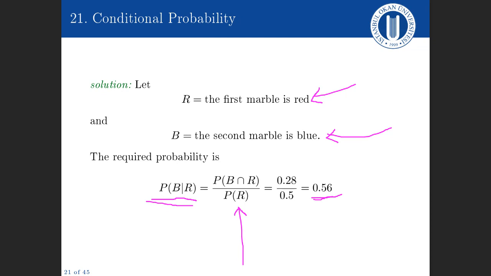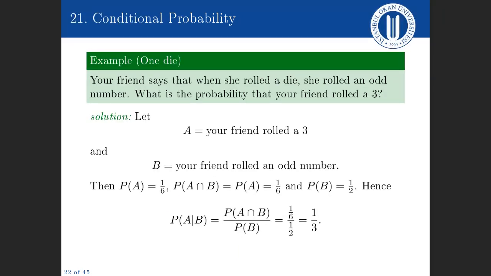I have more examples to try to explain this idea. Your friend says that when she rolled a die, she rolled an odd number. What is the probability that your friend rolled number 3? So we need two events. Event A, your friend rolled a 3, and event B, your friend rolled an odd number.